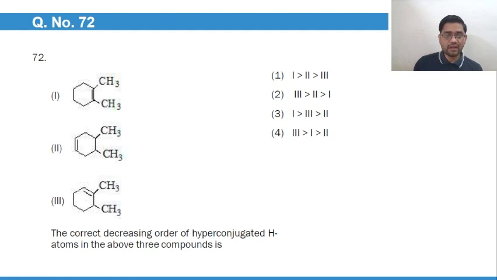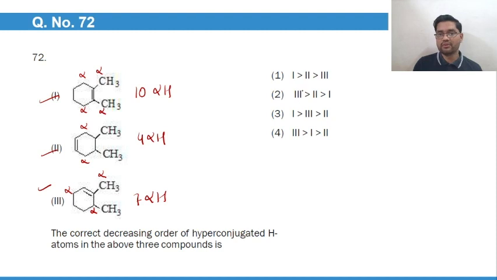72. The correct decreasing order of hyperconjugated hydrogen atoms in the above 3 compounds. First of all, let us mark the alpha carbons. So alpha, alpha, alpha, alpha: total 4, 6, 10 alpha hydrogens. Here alpha, alpha, 4 alpha hydrogens. Here alpha, alpha, alpha: 2, 3, 7 alpha hydrogens. So the order is 1, 3, 2. Option number 3 is the best answer.